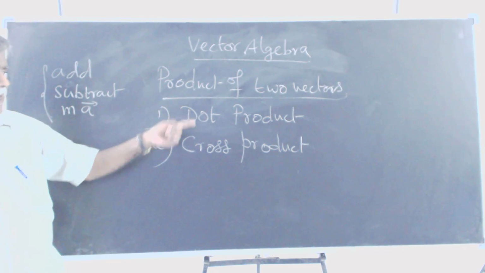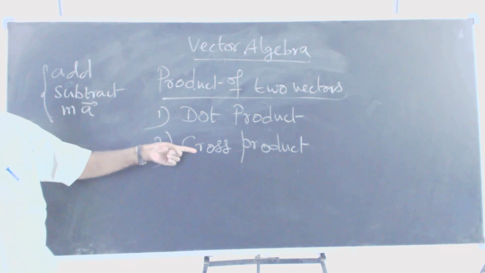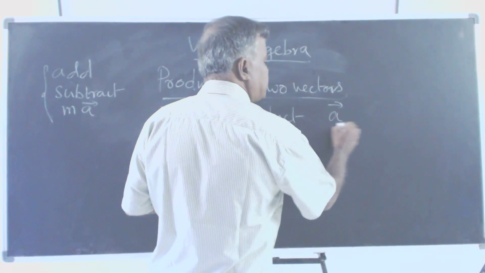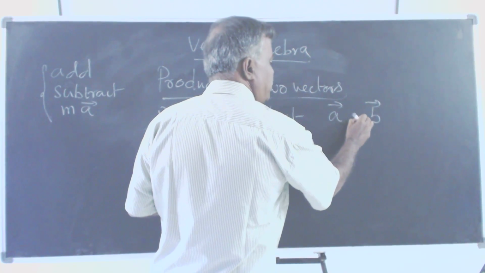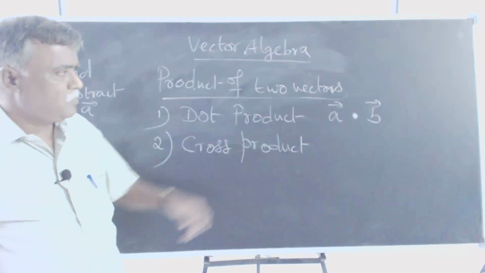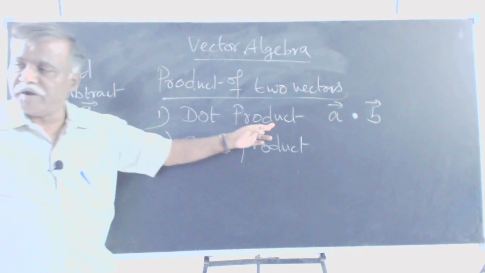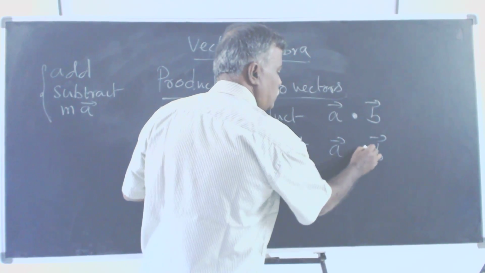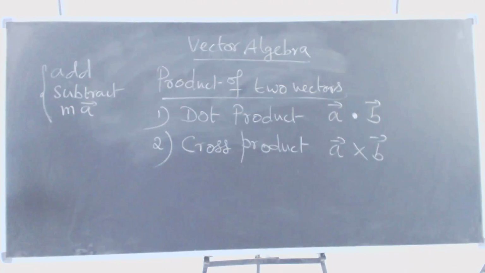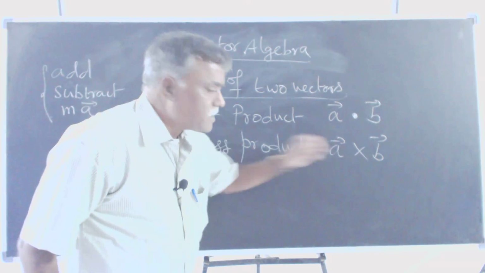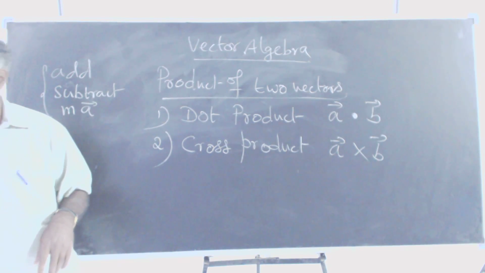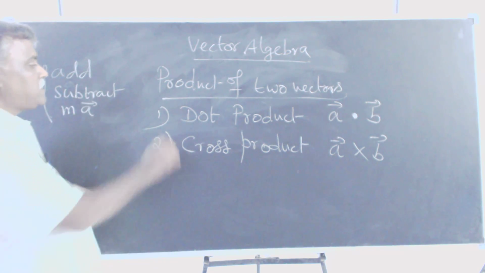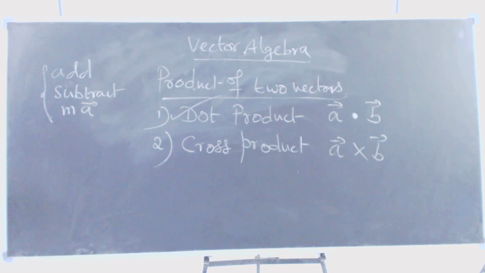See here the dot and cross, because of the symbol. Dot means you have two vectors, A vector and B vector. In between you will put a dot. Therefore, we call this dot product. And between two vectors, A vector and B vector, you will put a cross mark. So we call this cross product. So there are two kinds of product: dot product and cross product. So first we will see what is meant by dot product.